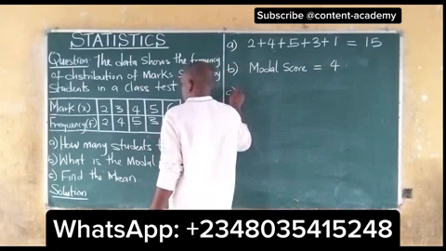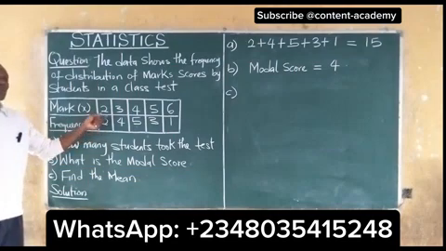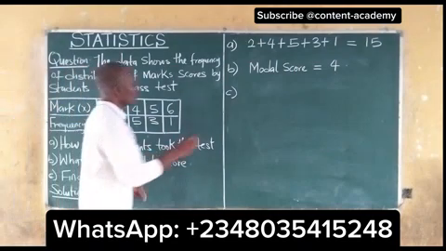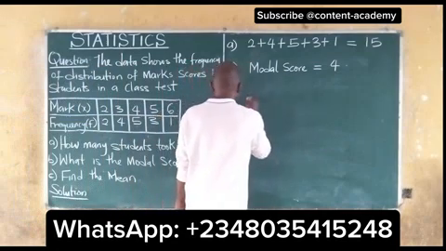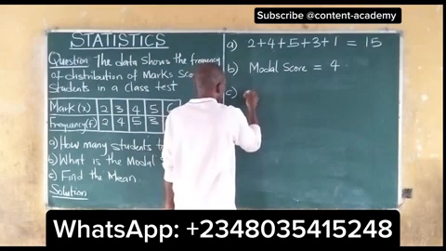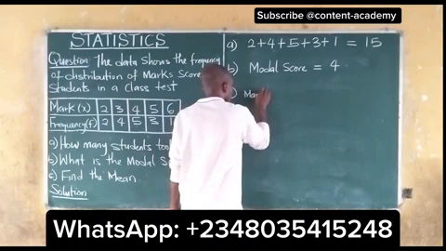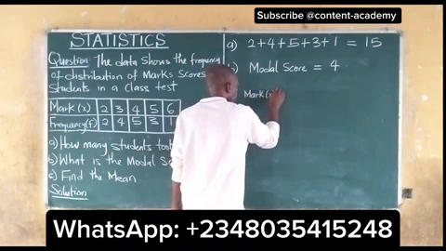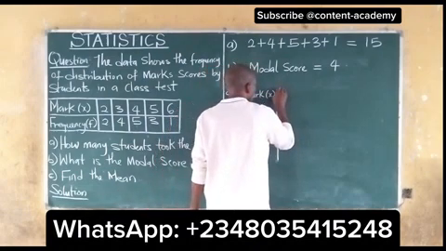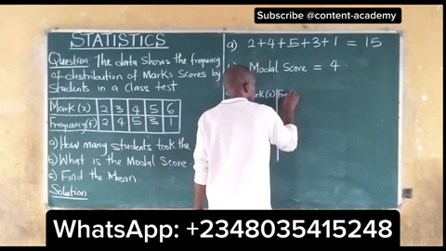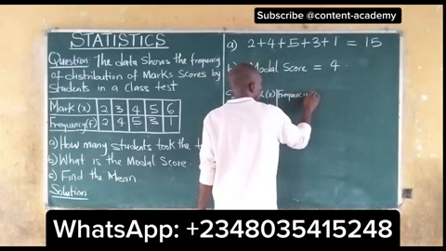C, we are asked to find the mean. How do we find the mean? This is a group data. How do we find the mean? First, we have to make our table. For us to do that, we have this to be our mark, which is x. We have our frequency, which is f.